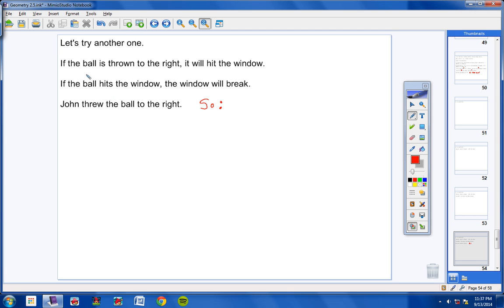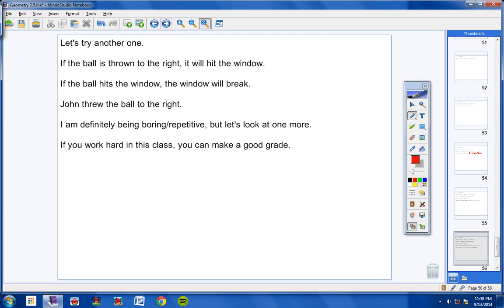All right, here we go. If the ball is thrown to the right, we know it will hit the window. If the ball hits the window, it will break. And look what John did. John threw the ball to the right. So since the ball went to the right, it hit the window. And since it hit the window, it broke. So my conclusion is, because John threw the ball to the right, the window was broken. Not too difficult, guys. Really, it's pretty cut and dried. I'm definitely being boring, repetitive, but let's look at one more, and then we're finished for the class period.